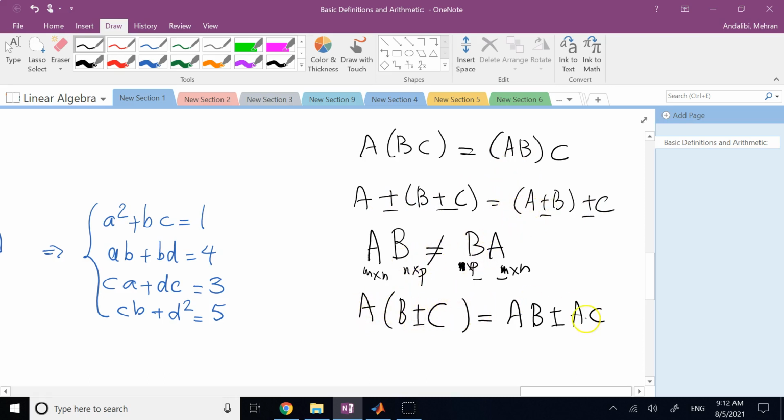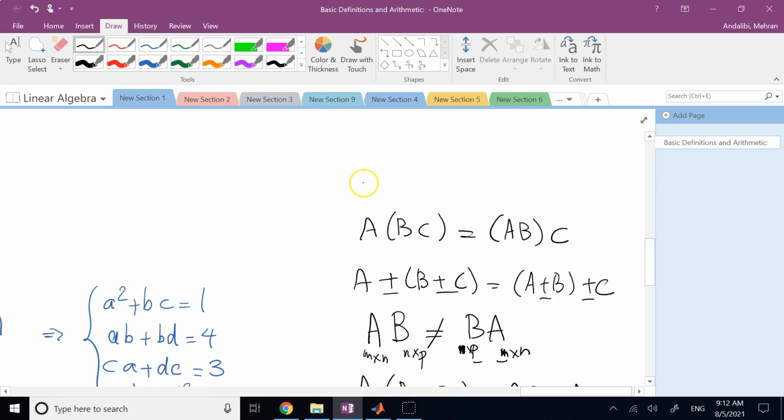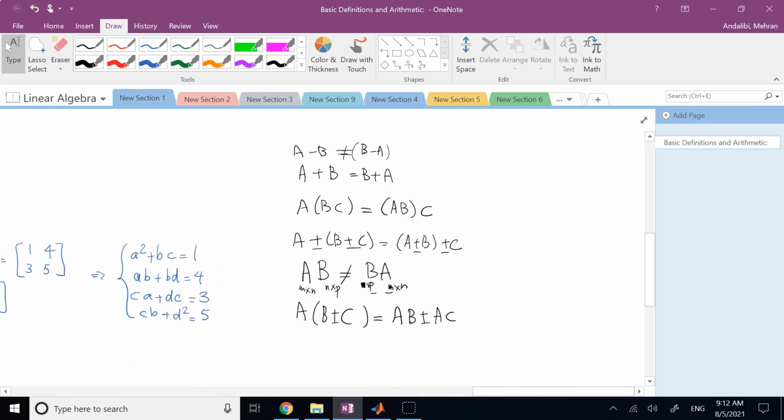Product with respect to addition and subtraction has the distributive law. The product itself does not have the commutative law. The addition does have the commutative law, so A plus B is the same as B plus A. But of course, A minus B is not the same as B minus A. What they are is negatives of each other, which means if you multiply this whole thing by -1, you get the other one. But in general, subtraction does not have the commutative law. Okay, so we keep those in mind.